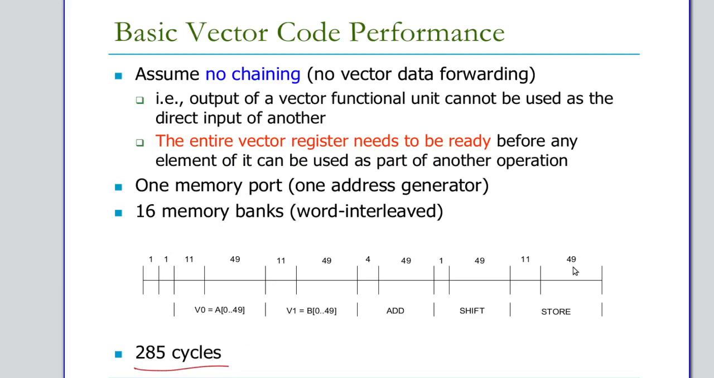So here in this diagram, or rather this chart, you can see the first clock cycle. After that it will take 11 plus 49 clock cycles, 11 plus 49 clock cycles. After these loads are completed, we start the addition. The addition takes 4 plus 49 clock cycles, and then 1 plus 49, then again 11 plus 49. This was the story when you were able to load from the memory bank. The first access was 11, and then per clock cycle you were getting the output.